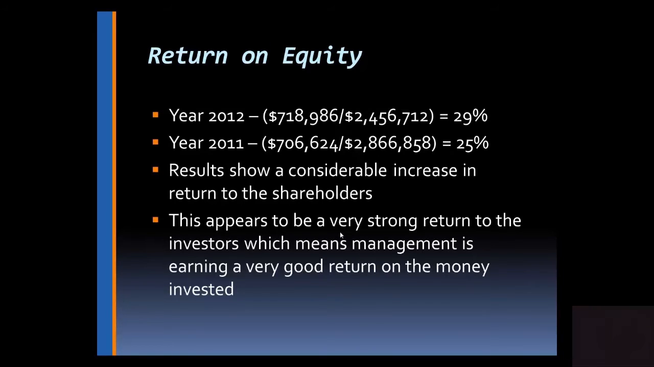Return on equity. This is very important to a shareholder. What kind of return is management generating for me as a return on my equity? Well, these are very staggering numbers, 29% and 25%. So what you're doing here is you're taking the net income and dividing it by the shareholder equity. They had an increase between 11 and 12. This is a very strong return, and it means management's doing an excellent job generating profit based on the dollar amount of equity. This would be very attractive to an investor.